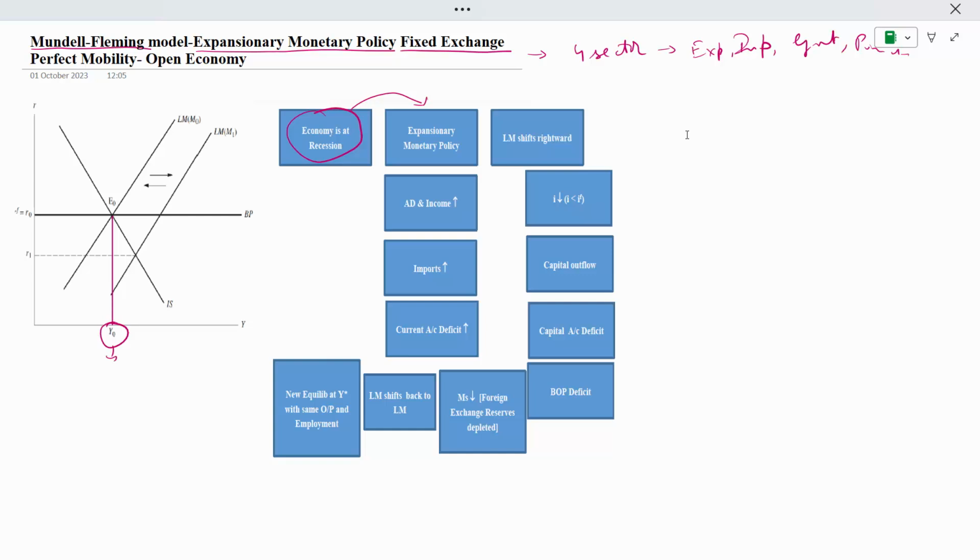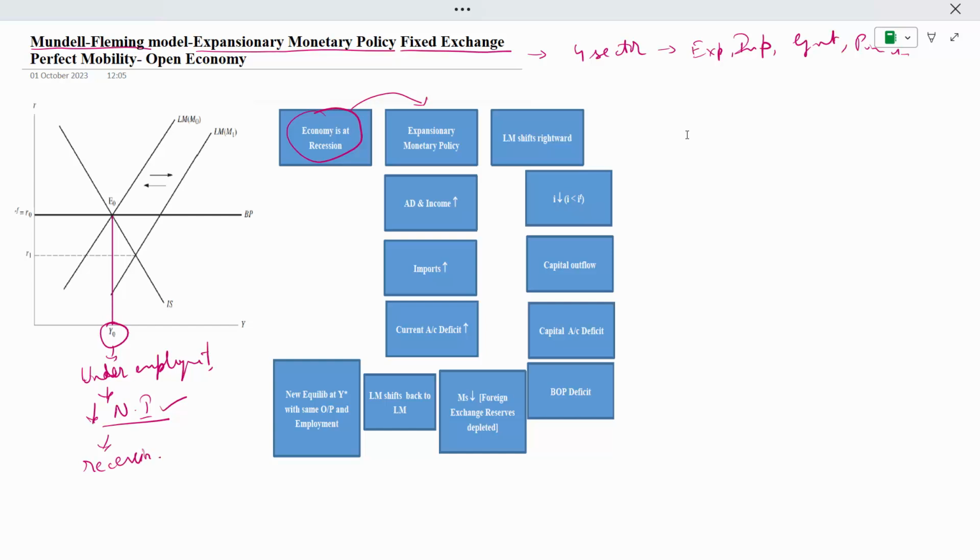So it is basically a situation of underemployment. Not only underemployment, but also of very low national income. It is a level of very low national income, whereas we are in a situation of recession.